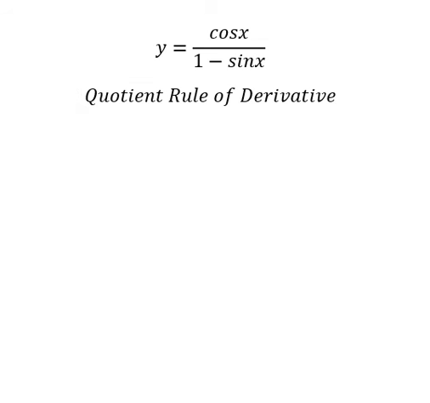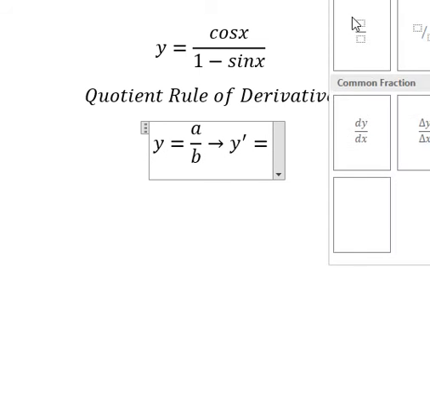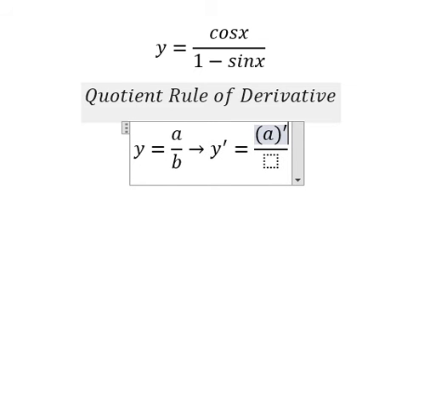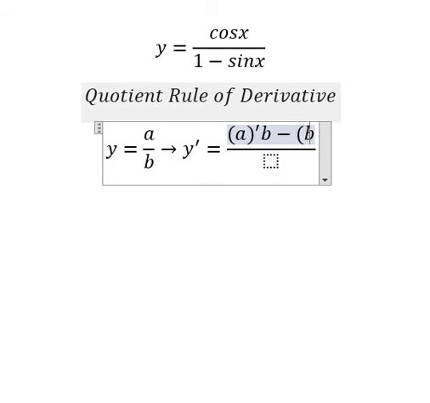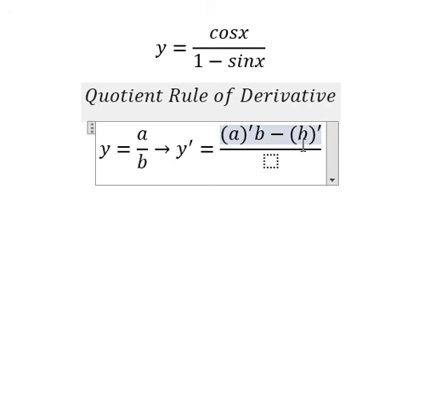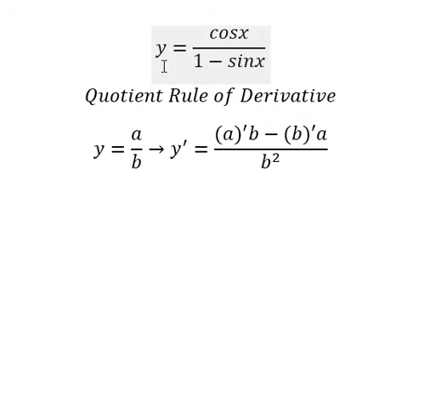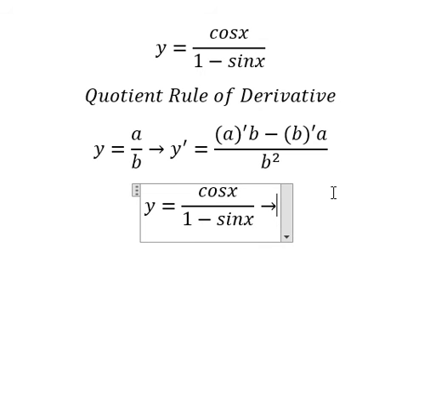So we have the formula in here. If we take the derivative of a over b, we need to do first the derivative of a multiplied by b, minus the derivative of b multiplied by a, all over b squared. Now we can apply the formula in here. So that should be like this.